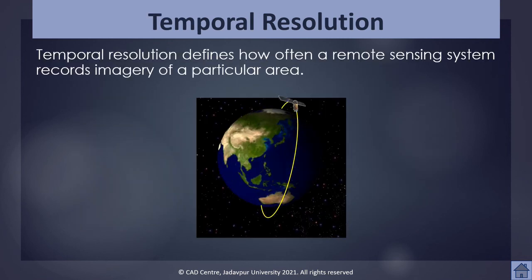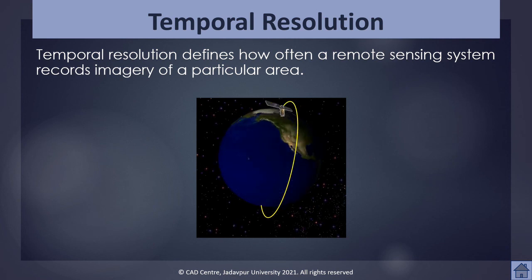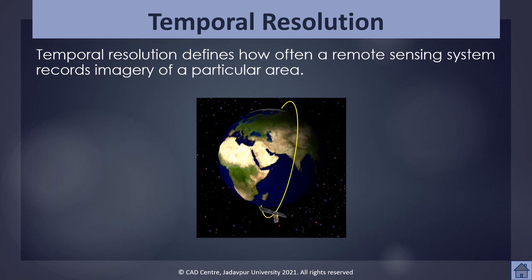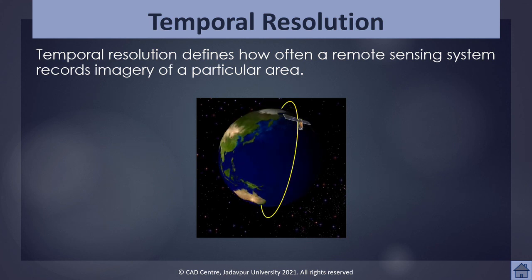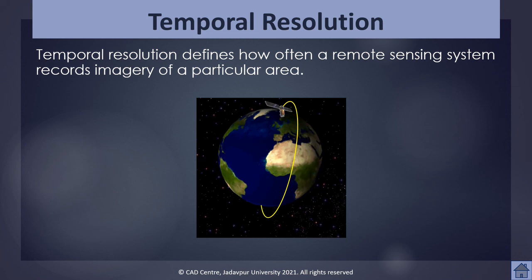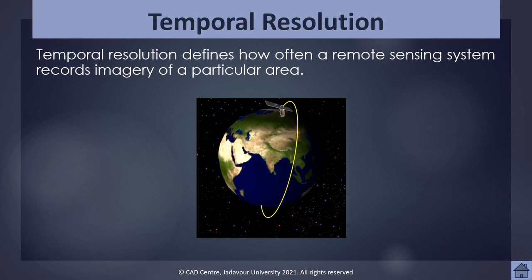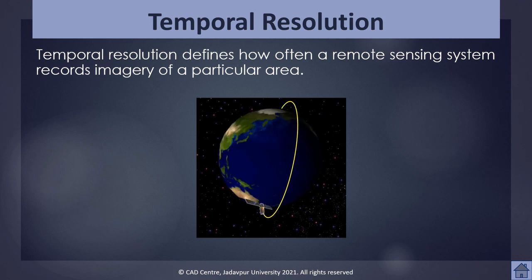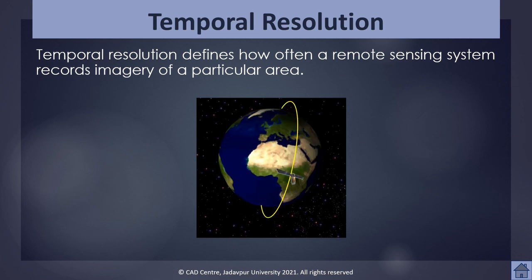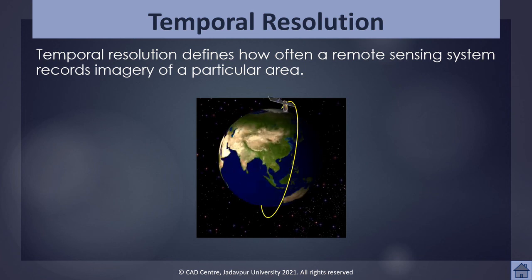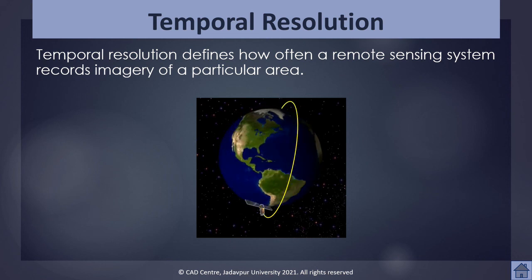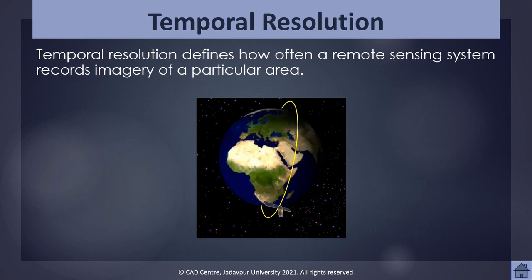Next is the temporal resolution. Temporal resolution of a remote sensing system refers to how often it records imagery of a particular area, which means the frequency of repetitive coverage. And this is applicable primarily for the satellites. For instance, IRS-1A sensors had 22 days temporal resolution. This means it could acquire the image of a particular area at 22 days interval repetitively. Hence, low temporal resolution refers to infrequent repeat coverage, while high temporal resolution refers to frequent repeat coverage.